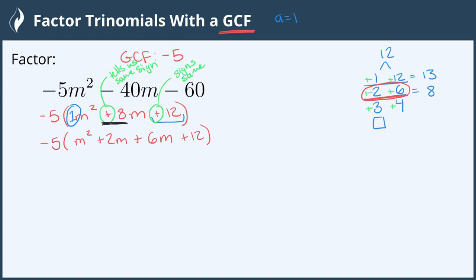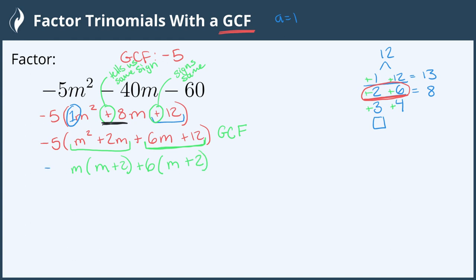Now that we've replaced the middle term with 2 and 6, we're going to factor by grouping. We're going to group our first two and our second two, and again look for another greatest common factor. The greatest common factor with the first two terms is m. So we'll factor it out, and we're left with m plus 2. With the second two, the greatest common factor between 6m and 12 is a positive 6. So we will factor out a positive 6, leaving us with just m, and 12 divided by 6 is 2, so we have m plus 2.